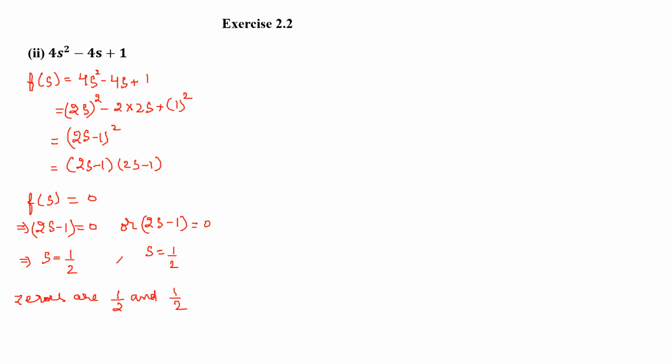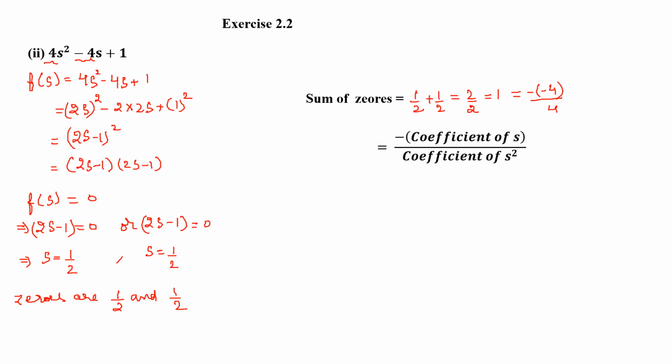Now I have to verify the relation. So the sum of the zeros means 1 by 2 plus 1 by 2, which will give me 2 by 2, and 2 by 2 is 1. 1 further I can write as minus of minus 4 by 4. And minus 4 is the coefficient of s, and 4 is the coefficient of s square. So this further I can write as minus of coefficient of s by coefficient of s square.